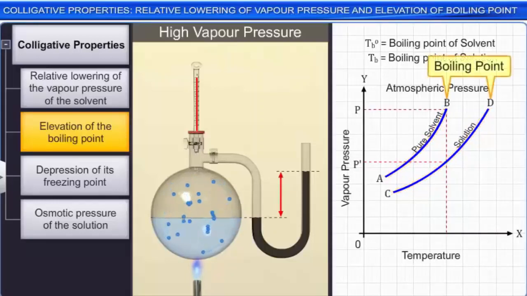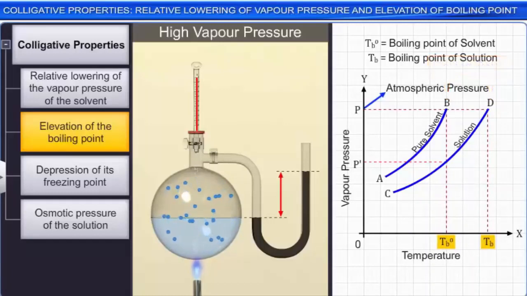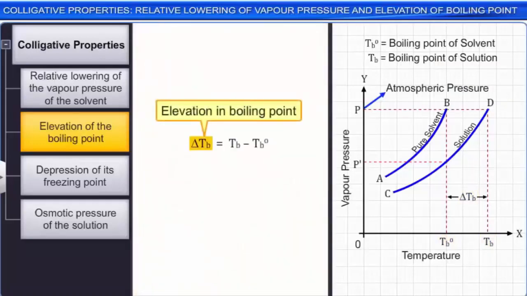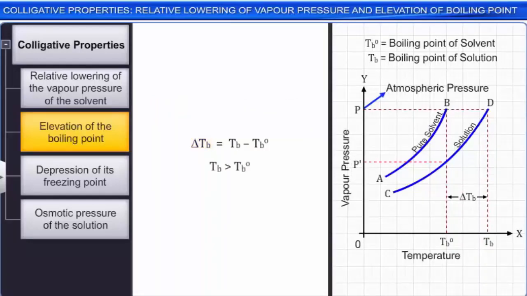The temperatures at which the vapor pressure of the solvent and the solution become equal to the atmospheric pressure are Tb0 and Tb respectively. The difference, Tb minus Tb0, is represented by delta Tb and gives the elevation in the boiling point of a solvent in solution. Thus, it can be seen that the boiling point of a solution is greater than the boiling point of the pure solvent. In other words, a solution that has lower vapor pressure needs to be heated to a higher temperature for its vapor pressure to become equal to the external pressure, that is, its boiling point.